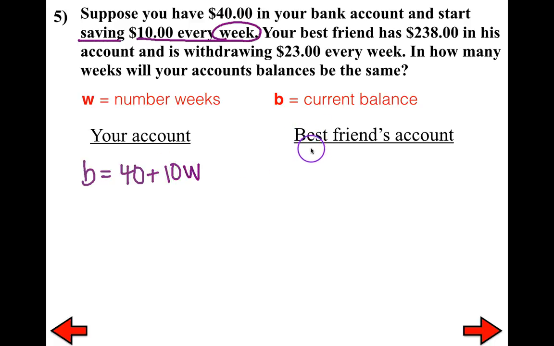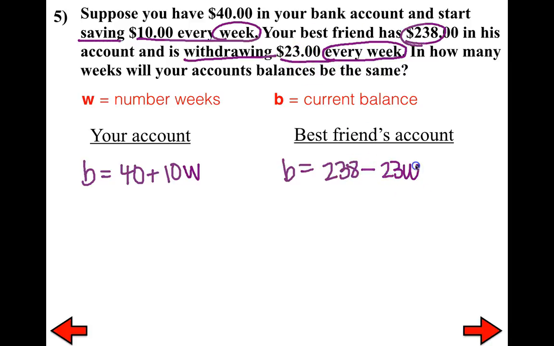Okay, now what about your best friend's current balance? Well, their current balance is made up of, let's see, $238 in the account, so that's what they start with, 238. You could even consider that as the initial value because that's how much they started with, and is withdrawing. Well, withdrawing is different than saving. Withdrawing means you're taking money out. So your current balance would be less, so we're going to subtract $23 every week. So since it's every week, we're going to subtract 23W.